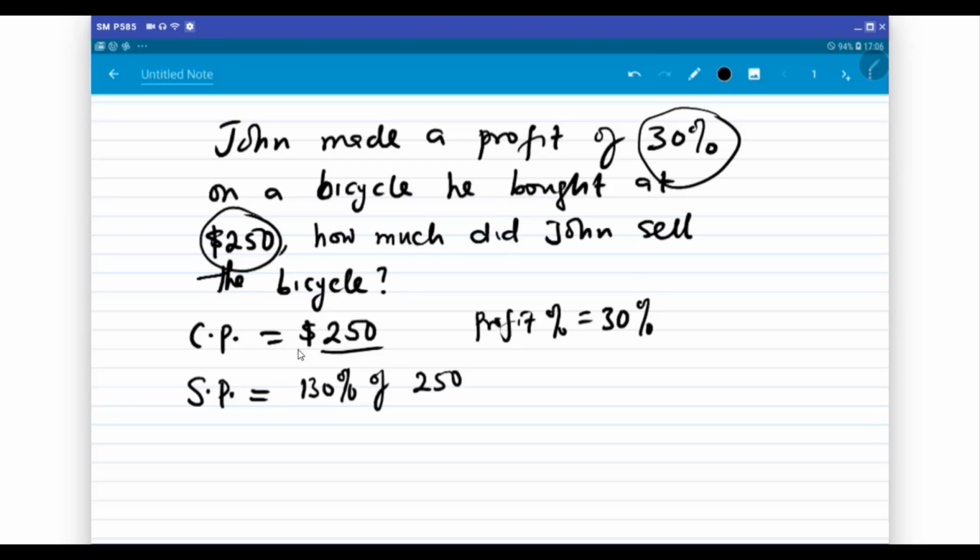You just need to add the profit percent to 100% to get the percent of the cost price that represents our selling price. So this gives us 130 over 100 times 250. Zero eliminates zero, zero eliminates zero, so we have 13 times 25. And what does that give us? That will give us $325.